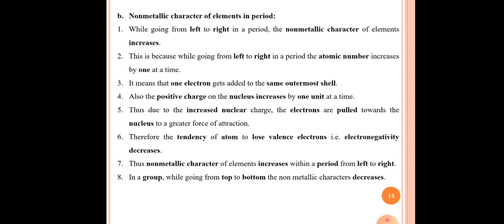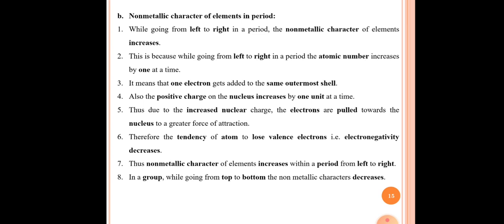The sixth point here is, therefore the tendency of an atom to lose valence electrons, that is electropositivity, decreases. If the electron losing capacity decreases, then electropositivity also decreases. The seventh point here is, thus the non-metallic character of the element increases within a period from left to right. So the non-metallic character goes on increasing from left side to right side in a period.